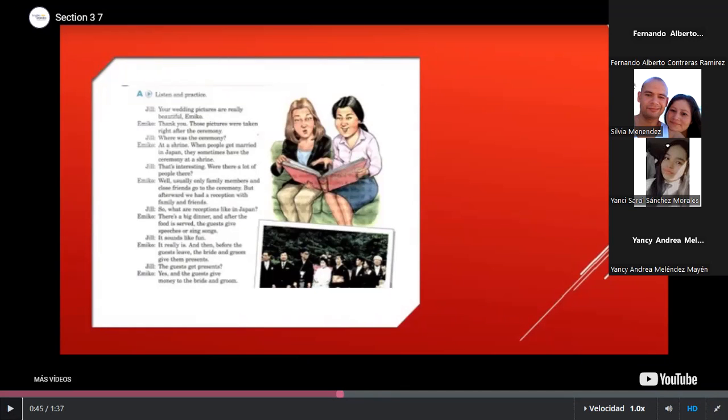Teacher, can I say it in Spanish? No, because we have to practice in English. Try to say it in English. Okay. Try. In Japan, the wedding is a big dinner. Okay, good. Yes, they used to celebrate.